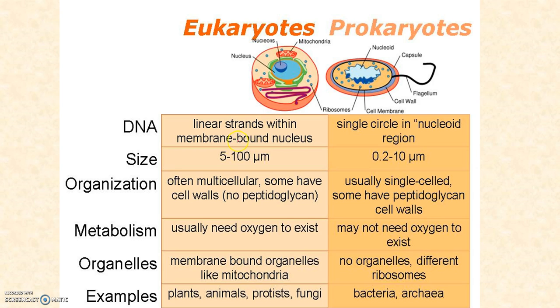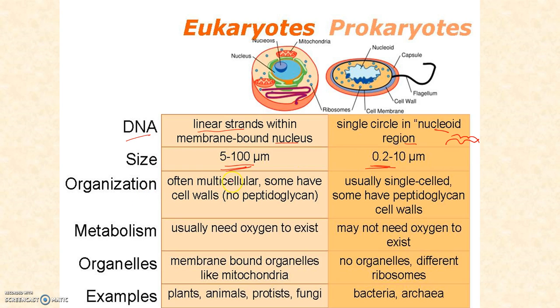Now, if you compare the differences between prokaryotic and eukaryotic cells, you will notice that the DNA or chromosome in a eukaryote is in linear strands within a membrane-bound nucleus, the nuclear membrane. Now, in prokaryotes there's a single circular chromosome in a region which is called the nucleoid region. Size. The eukaryotic cell is way larger than a prokaryotic cell, almost 10 times larger.